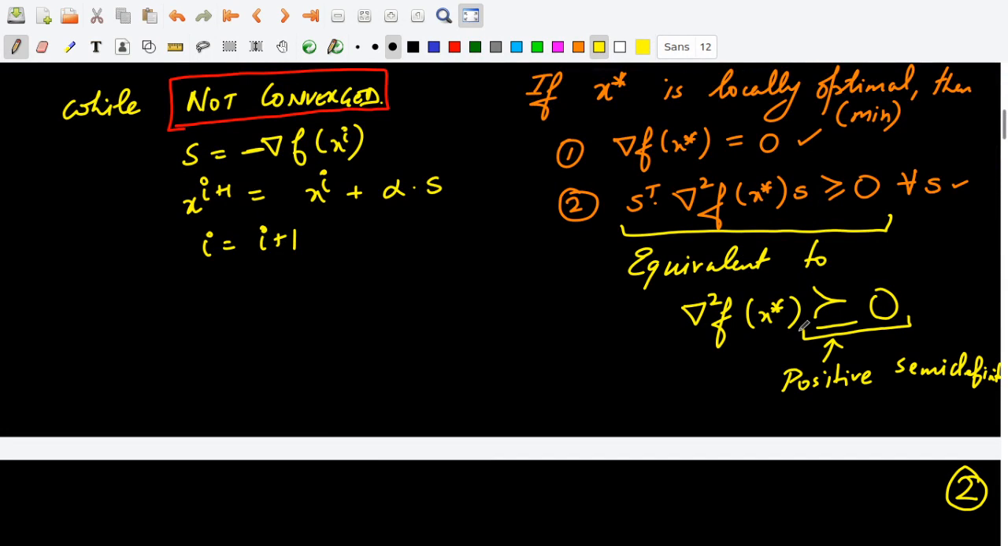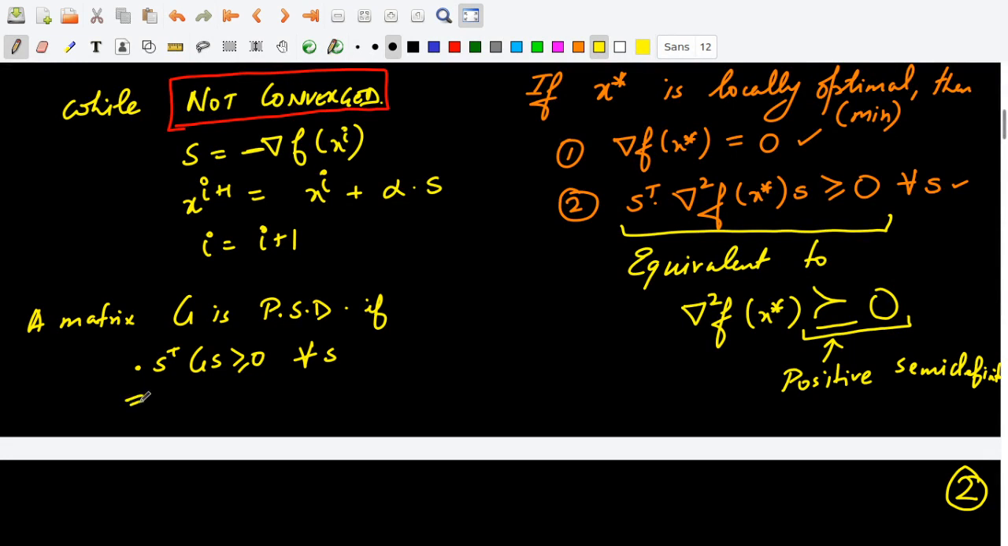What is the meaning of a positive semi-definite matrix? A matrix G is positive semi-definite if S transpose G S is greater than or equal to 0 for every S. And this is equivalent to saying that all eigenvalues of G are greater than or equal to 0, and there are some more equivalent definitions given in the book. So this is somewhat easier to check than the original condition. All you have to do is find all the eigenvalues of this matrix, and if they are all non-negative, then this condition 2 is satisfied.